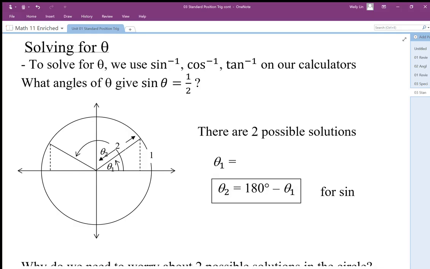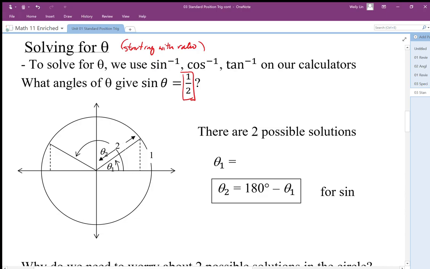So solving for theta, we start with ratio. Okay, so we're starting with the ratio 1/2, and we want to figure out the angle. When I look at this ratio of 1/2, 1 to 2, this happens to be a special triangle.